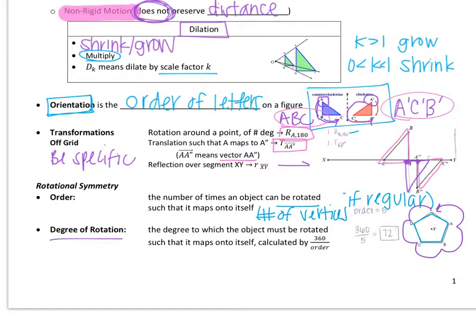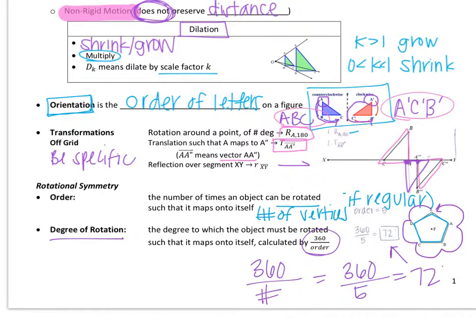And to figure out that degree of rotation, how many degrees must it be turned to map onto itself one time, we take 360 and we divide it by the number of times it can rotate, meaning its order. So in this case, it's 360 divided by order of 5, which then gives us that 72 degrees that you see here.